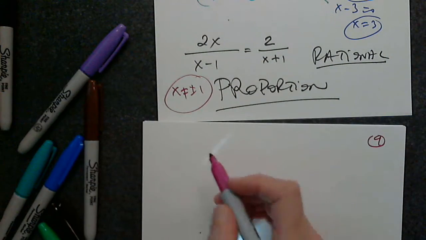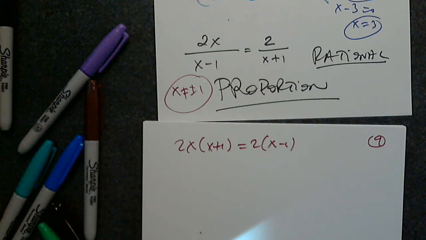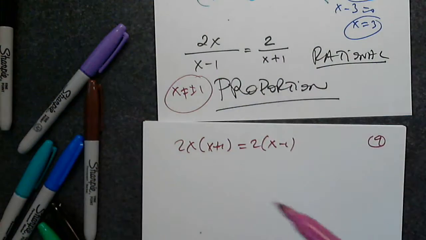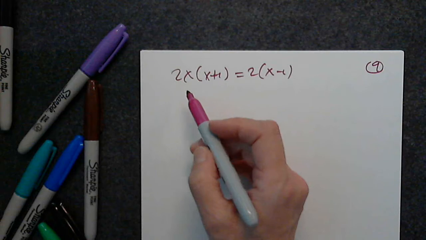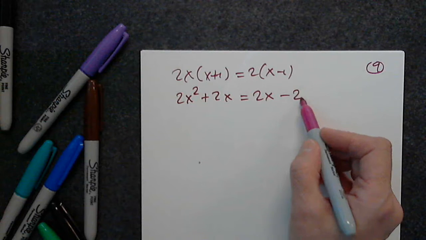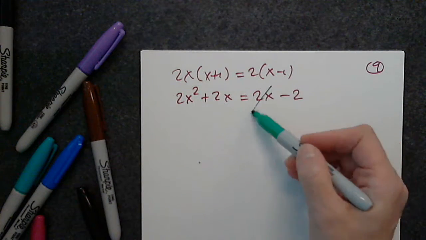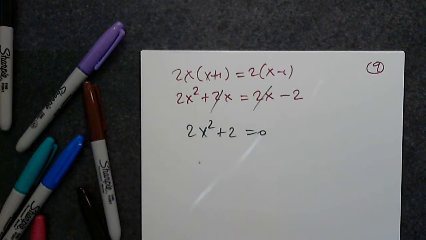So when I cross multiply, we get 2x times x plus 1 equals 2 times x minus 1. Do we agree with that step? Agreed? Very good. So then we have 2x squared plus 2x equals 2x minus 2. So I distributed. Now what do I need to do? Excellent. So 2x with negative 2x, they are the same. So this is 2x squared plus 2 equals 0.